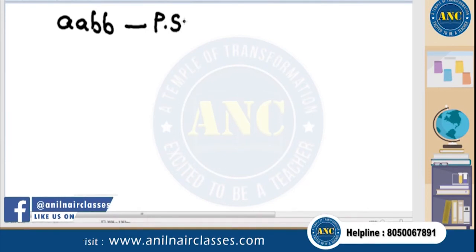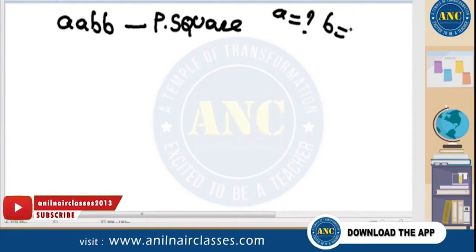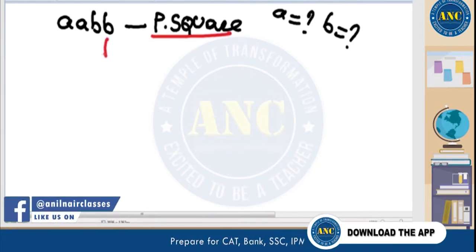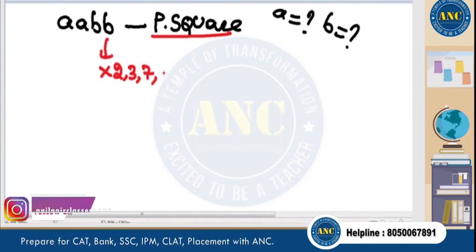AABB is a perfect square. What is the value of A? What is the value of B? Now see here. Pawan, this is for you. It is a perfect square. A perfect square never ends with 2, 3, 7 or 8.